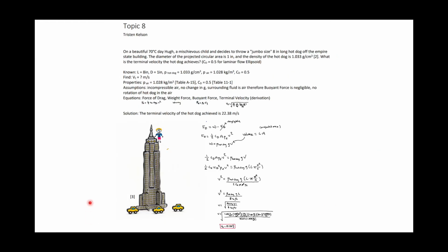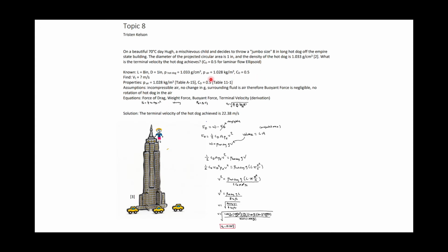Continuing on with topic 8, we are able to solve the following problem. A mischievous child decides to throw a jumbo-sized hot dog off the Empire State Building. The diameter is given of the circular area as 1 inch, and the density of the hot dog is given to be 1.033 grams per centimeters cubed. What is the terminal velocity the hot dog achieves? We are assuming that the CD is 0.5 for a laminar flow ellipsoid. We are given our known values as stated here.